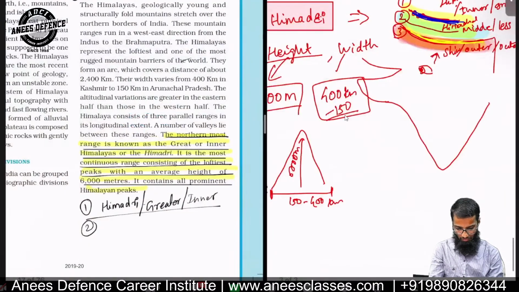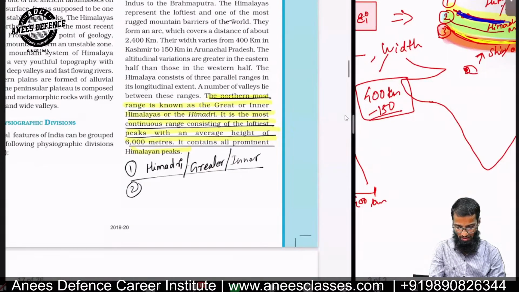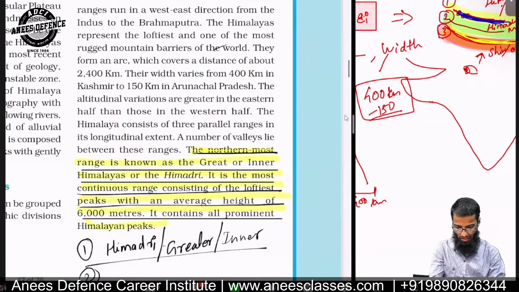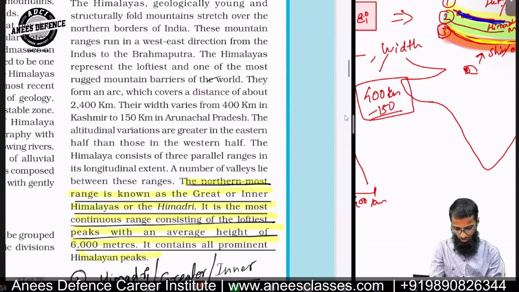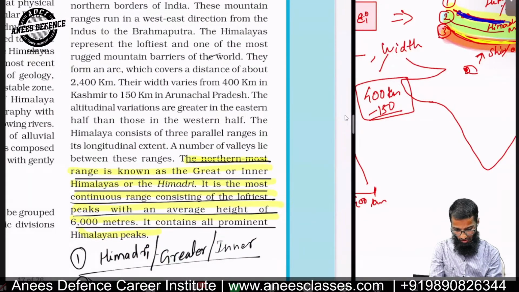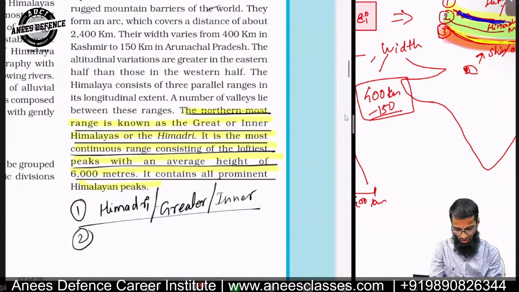So look at the screen. Here we are talking about Himadri. Okay. So the northernmost range of the great or inner Himalayas known as Himadri is the most continuous range. Okay, there are no passes.